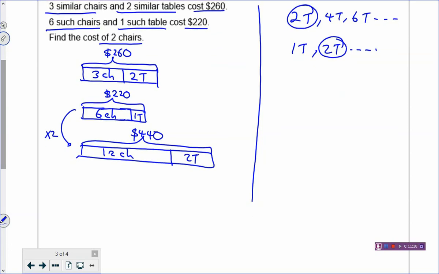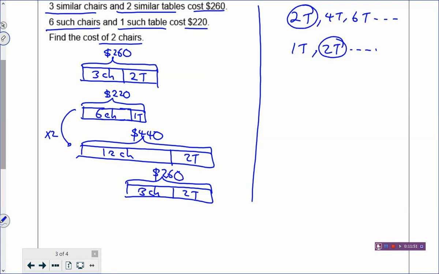Okay, now let's bring down the 3 chairs and 2 tables, which is the model on top. Let's bring it down, and now you can see that 3 chairs and 2 tables cost $260, right?